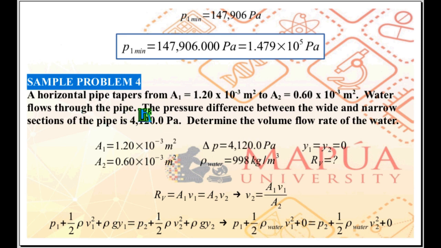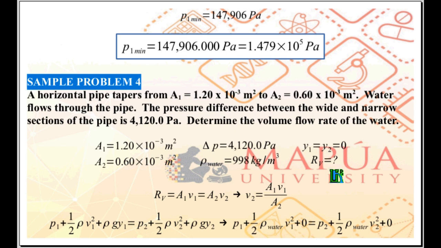The pipe is horizontal, therefore the centers of the two cross-section areas are at the same height. Since there's only one level, let's set the height to 0. So y1 is equal to y2 is equal to 0. Determine the volume flow rate of the water. We are looking for RV, the volume flow rate of the fluid.